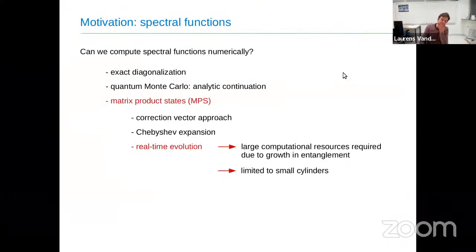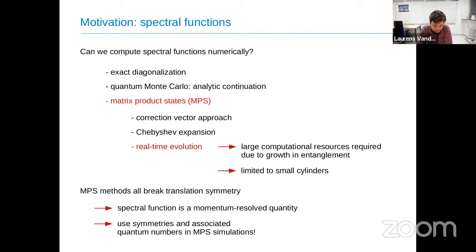So the problem with real-time evolution is that you need huge computational resources, essentially because you have a dramatic growth in entanglement as time evolves. This requires huge bond dimensions in the MPS. I will talk about this in detail. And this basically means that you're limited to very small cylinders in practice. In this talk, we will try to find a way around this, or at least make the problem a bit less severe. So that's what I will talk about.